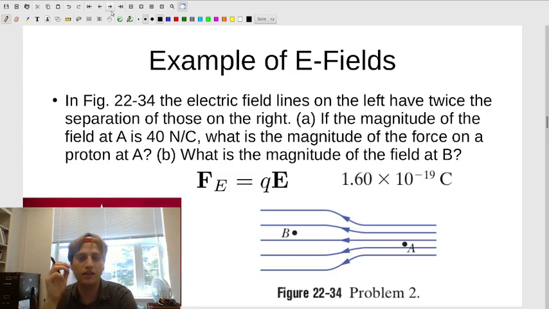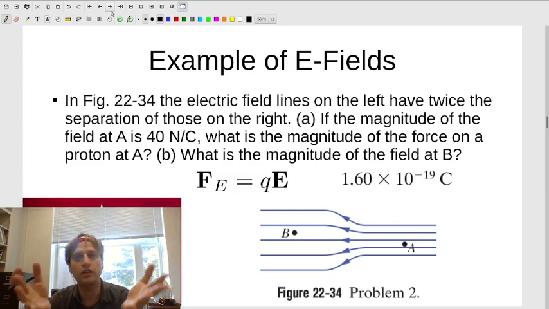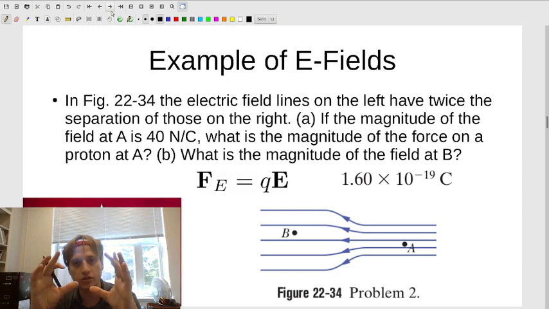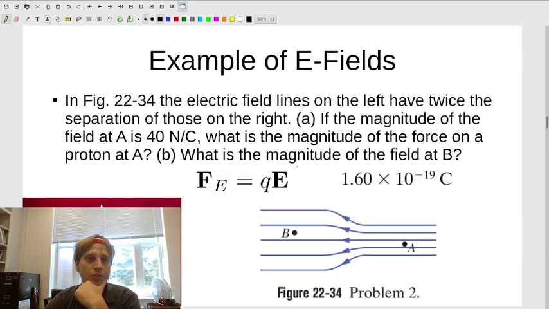The thing I want to get across to you is that for electric field lines, the strength of the electric field is related to how squished together the lines are. So here we're given an example, figure 22-34. The electric field lines on the left have twice the separation of those on the right. If the magnitude of the field at A is 40 newtons per coulomb, what is the magnitude of the force on a proton at A?